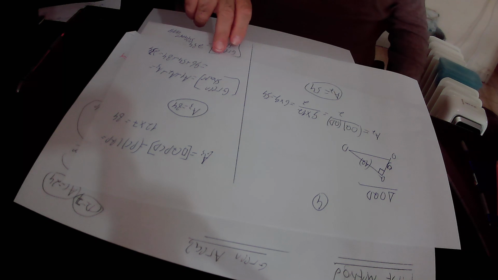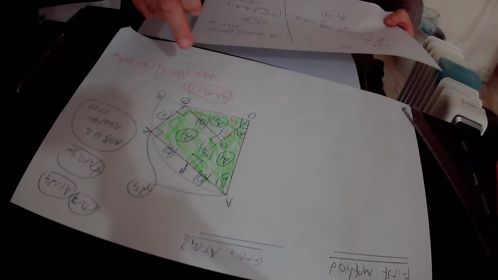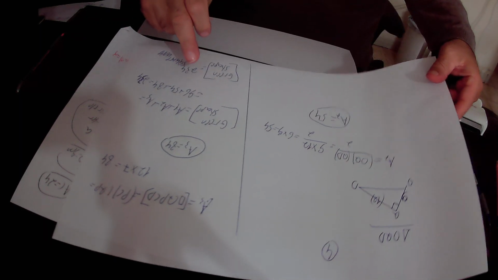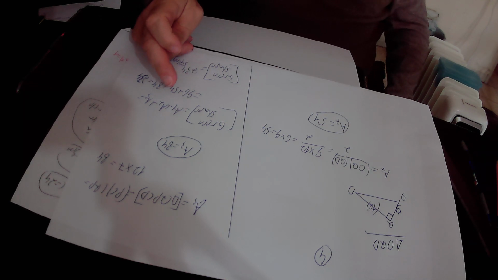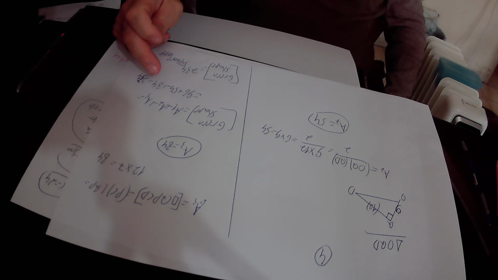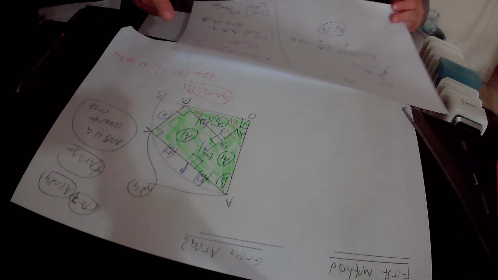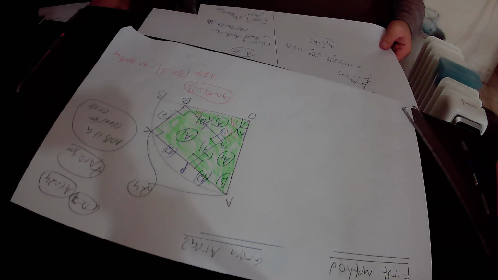And the area of this green shape equals A1 plus A2 plus A3. A1 is 96, A2 is 54, and A3 is 84. So in total, 96 plus 54 is 150, and 150 plus 84 is 234. In conclusion, the area of this green shape equals 234 square units. We finished with the first method.